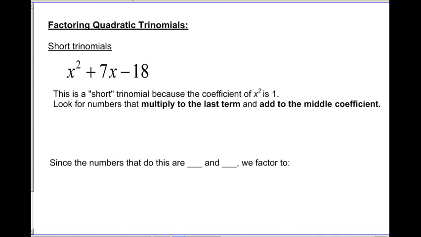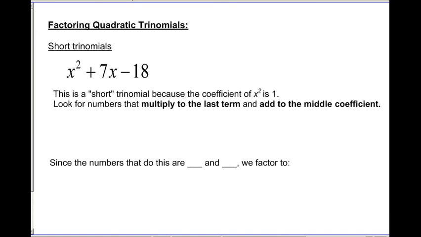And these are the names that I give to them anyways. I call these ones short trinomials. And the reason I call them short trinomials is that they don't take very long to do. A short trinomial has a coefficient of 1 in front of its x squared. So we never actually see that. It starts with an x squared, or an a squared, or a y squared.